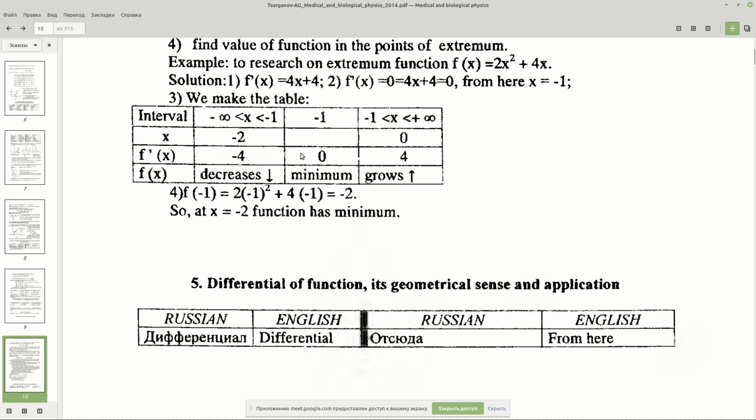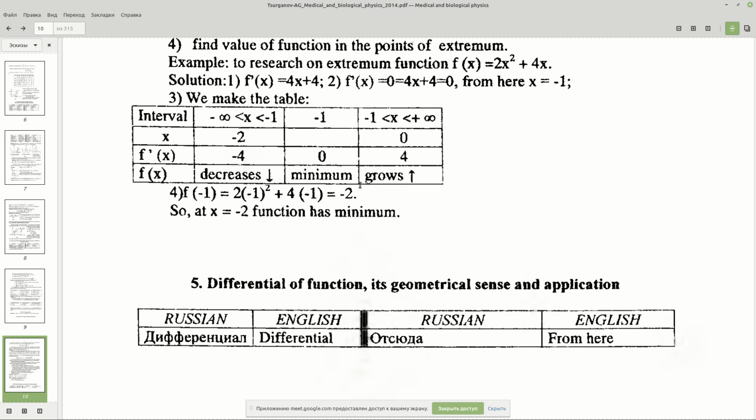Differential. Again, the differential of the function, its geometrical sense and application. The differential is the main linear part of the increment, giving an approximate value.